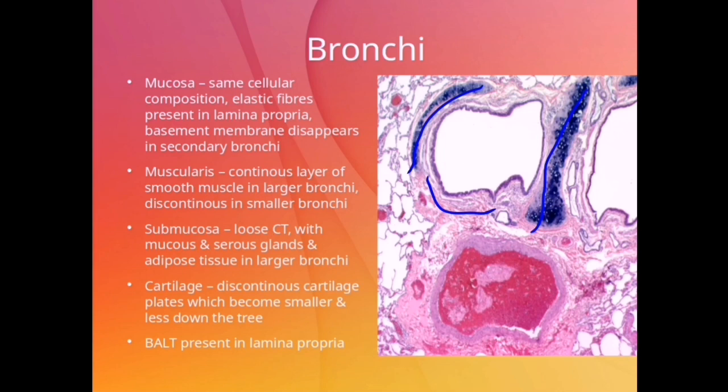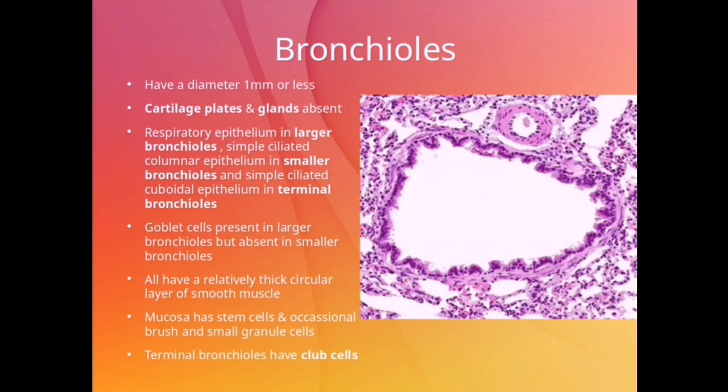Then we have bronchus-associated lymphatic tissue, which is present in the lamina propria of the bronchi. So this is simply mucosa-associated lymphatic tissue. Then let us look at the bronchioles. The bronchioles are next.